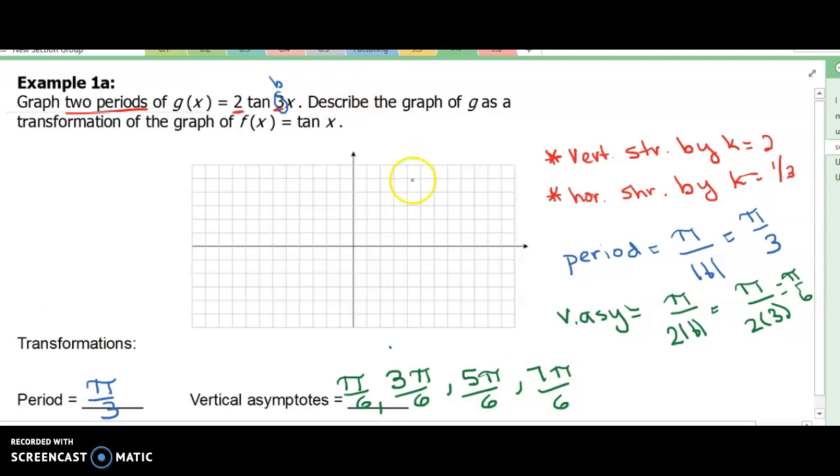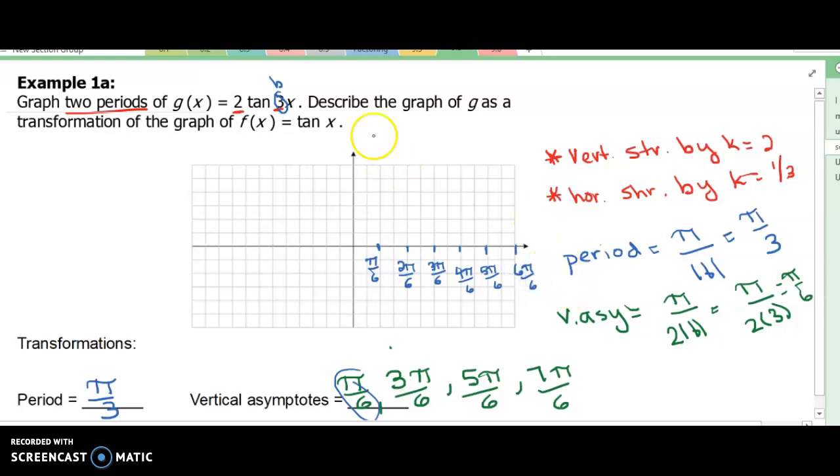Okay, all right, so let's start here. Our first asymptote is pi over 6, so let's go ahead and label this. This is pi over 6. This is, I'm going to say 2 pi over 6. I know that reduces. I'm just being lazy. This is 3 pi over 6, which also reduces. 4 pi over 6, 5 pi over 6, and 6 pi over 6.